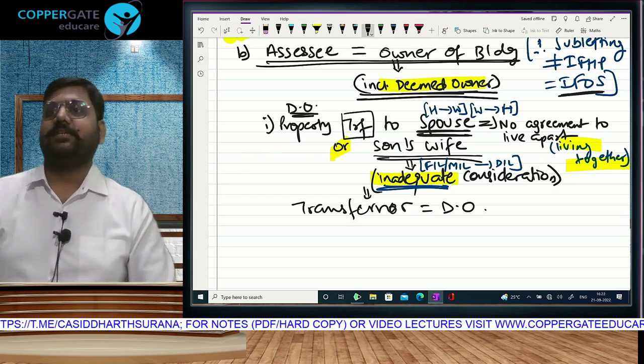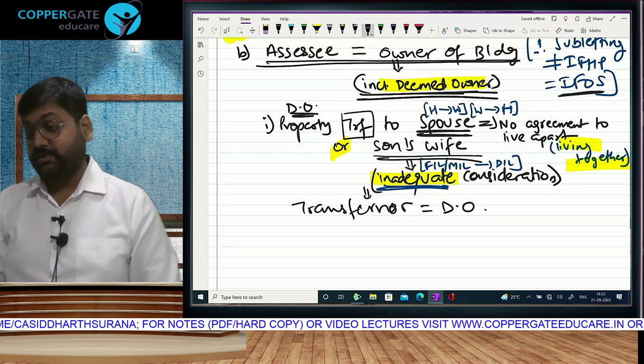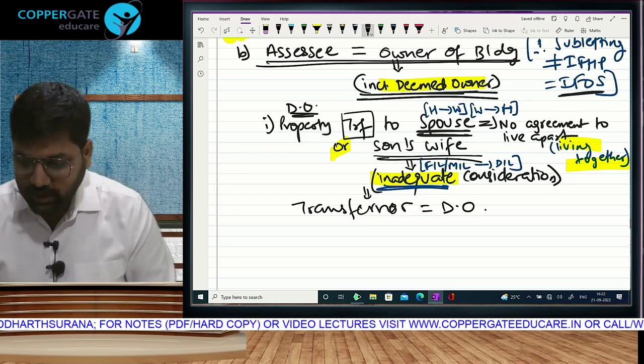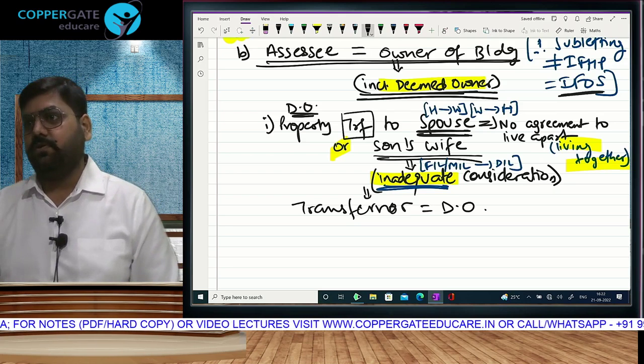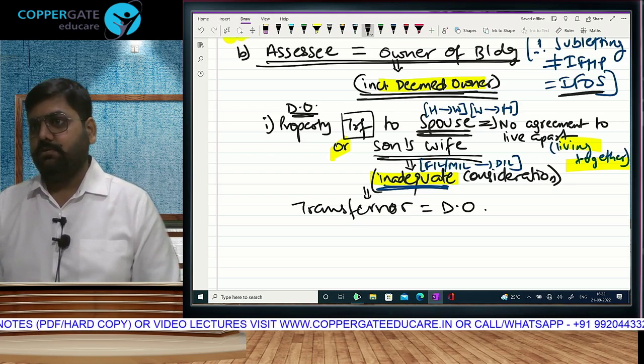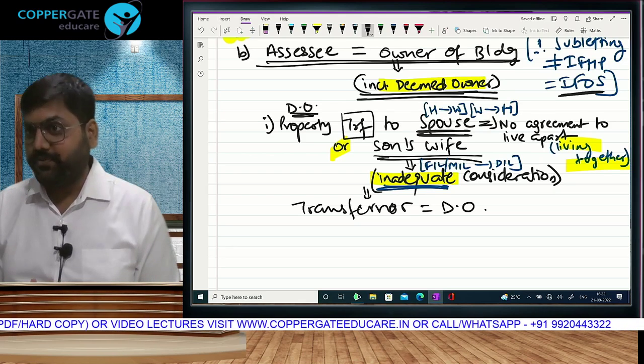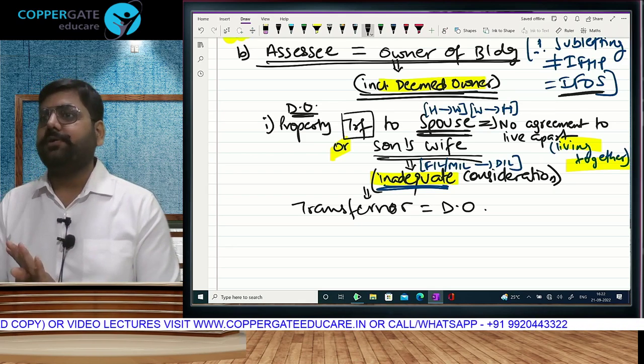Because in 1961, when the Income Tax Act was created, it was believed that son एक बार छोड़ के जा सकता है, son's wife will not go. Very deep this is. You think about it.